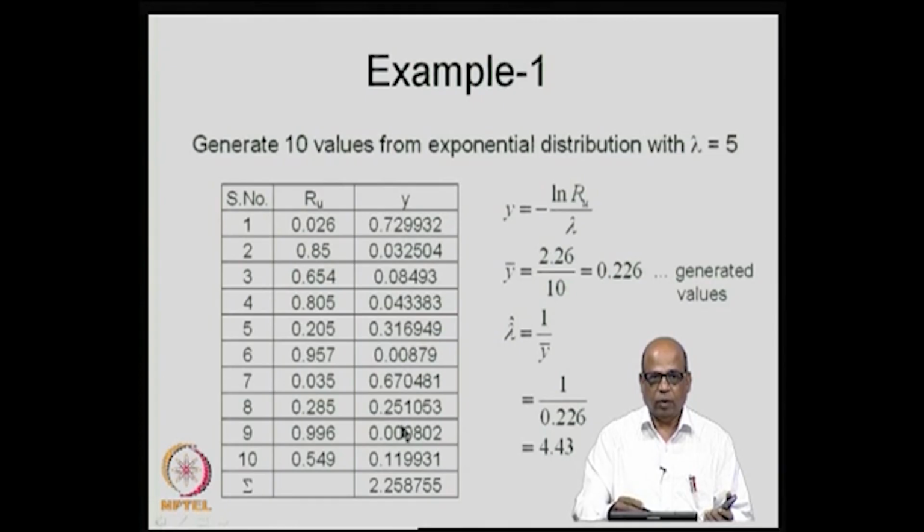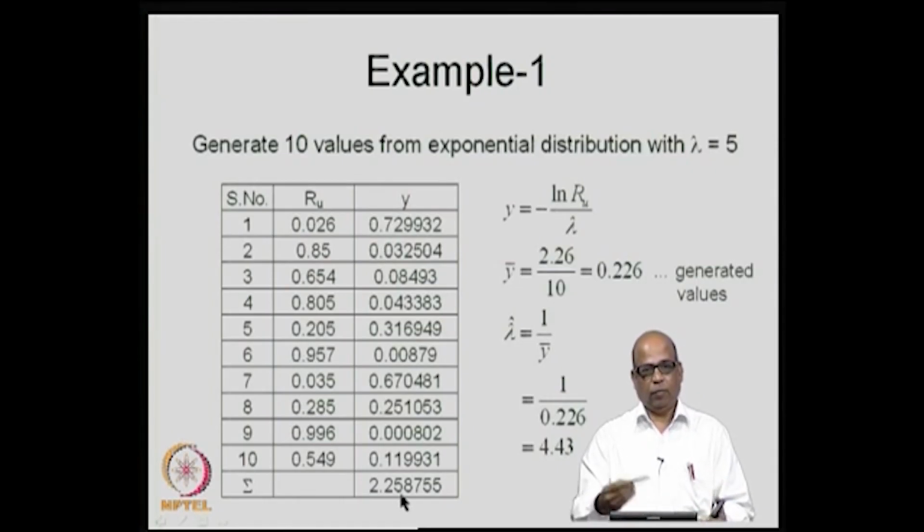You have generated 10 values. For these 10 values, if you get lambda, it comes to about 4.43, and we had started with lambda is equal to 5. So, ideally I would like to have lambda is equal to 5, and I should be able to test that the sequence that we have generated in fact follows an exponential distribution.